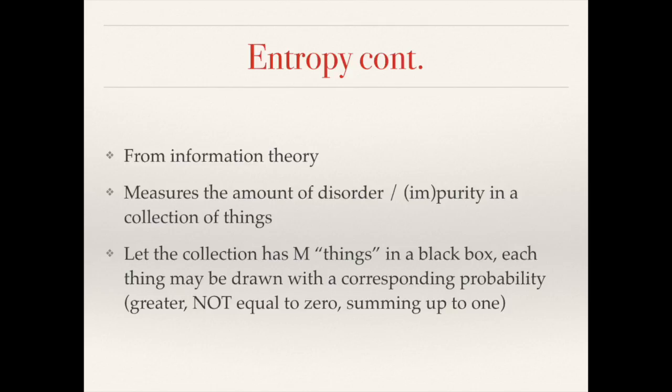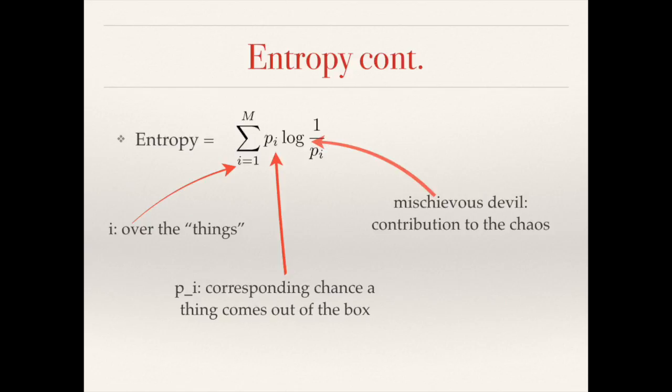Let the system be a black box containing m things or objects. Each of these objects has a certain chance of being the outcome of the random experiment. This is the definition of the entropy of that system. Let us first try to understand the terms in this definition, and later we will come back to consider deeply why the information is measured in this way.